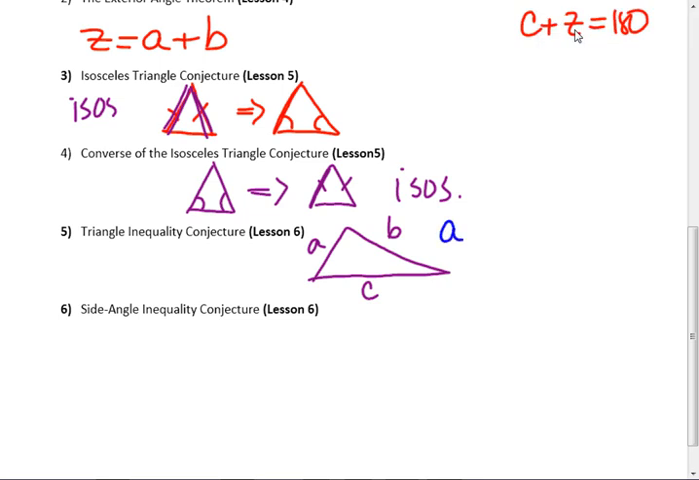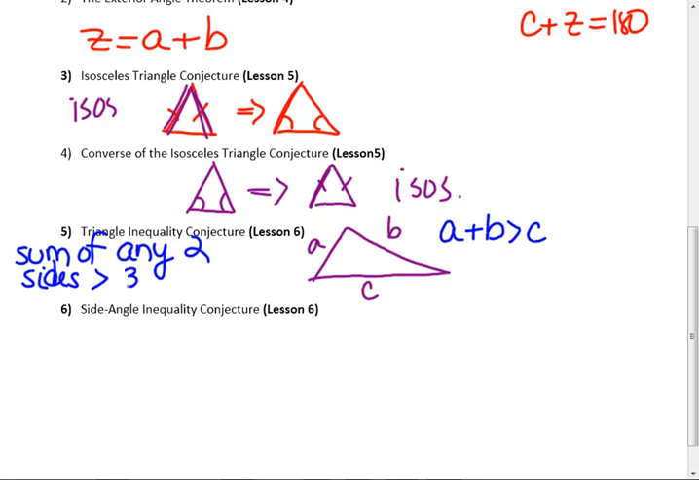The sum of any 2 sides has to be greater than the third side. I'm going to write that. The sum of any 2 sides is greater than the third side. And you give me two other inequalities, because there's more than one. Yes. A plus C. Okay.